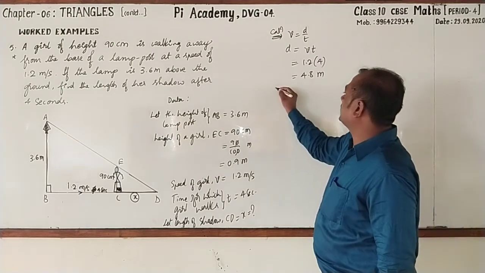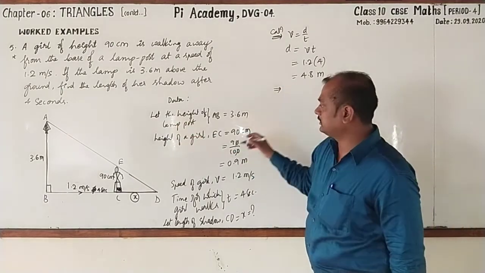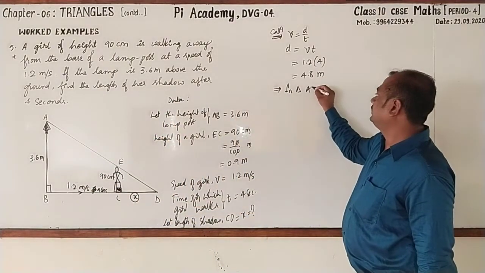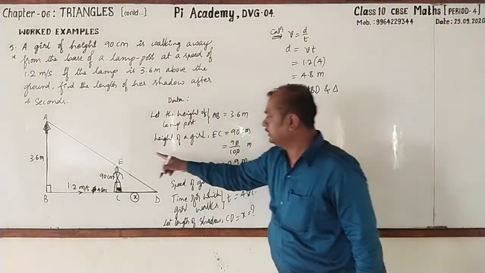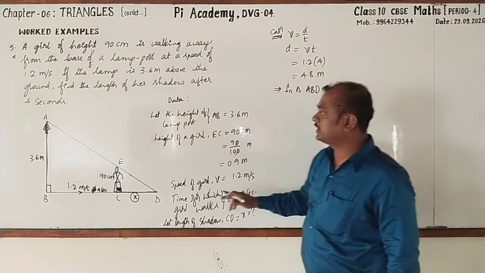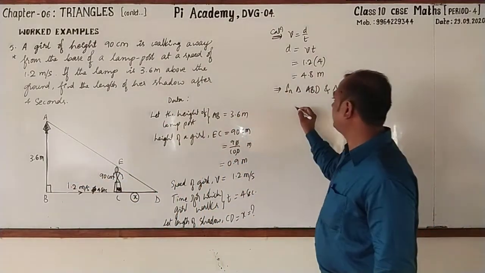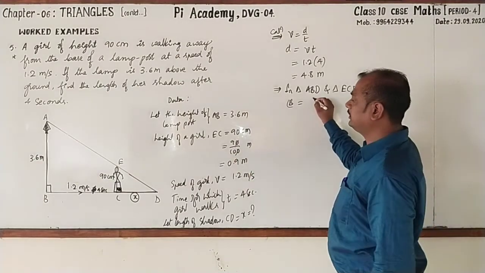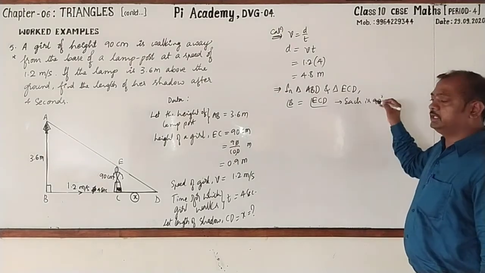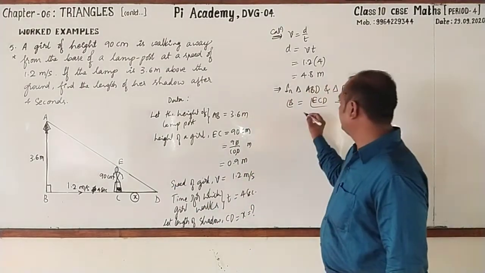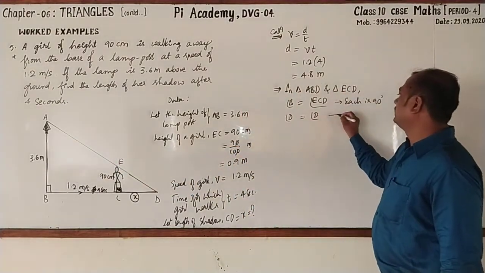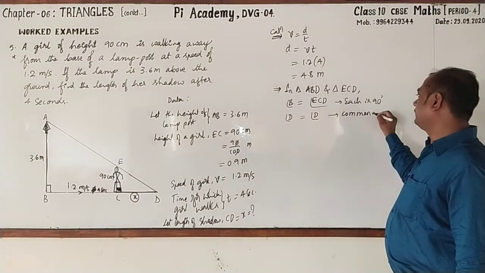Followed. Next, I'll take both the triangles. In triangle ABD and triangle ECD, in these two triangles, angle B is equal to 90 degree. Angle ECD is also 90 degree. That is why they are equal. Angle D is a common angle for both the triangles. You can write common angle.